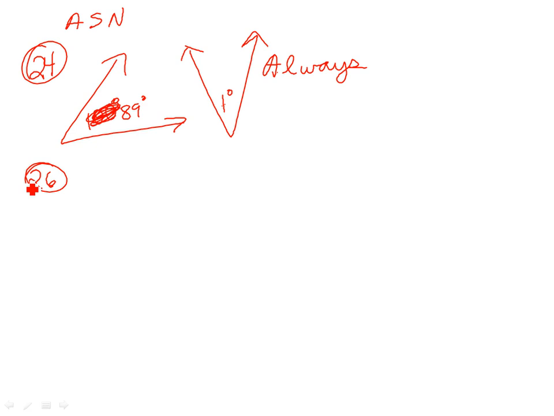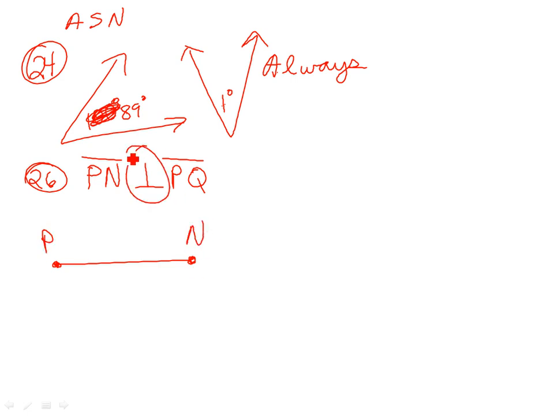26. Ruth, read 26 to us. If line PN is perpendicular to line PQ, then angle NPQ is acute. What might help us on this? Draw it. So if I draw PN, what's this symbol tell us? They come together to form right angles. Where am I going to have to draw PQ? Down the middle right here? Well, not necessarily. Why not?